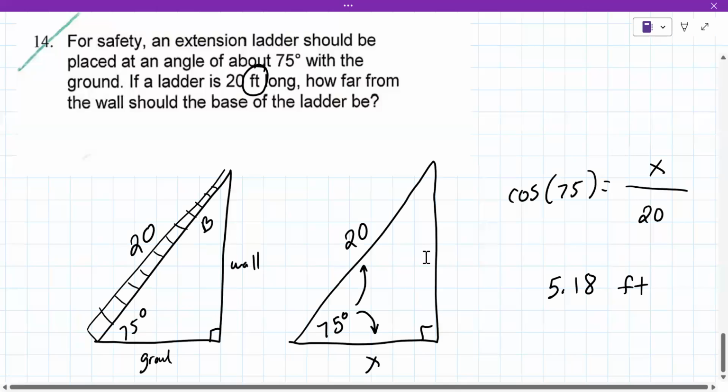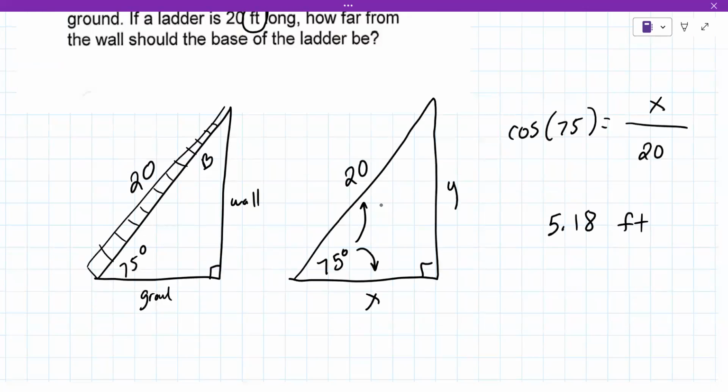Now, just for me, for Matthew, could you also calculate the height here? And to do that, you will use sine instead of cosine, please. 19.31. You got it. Good job.